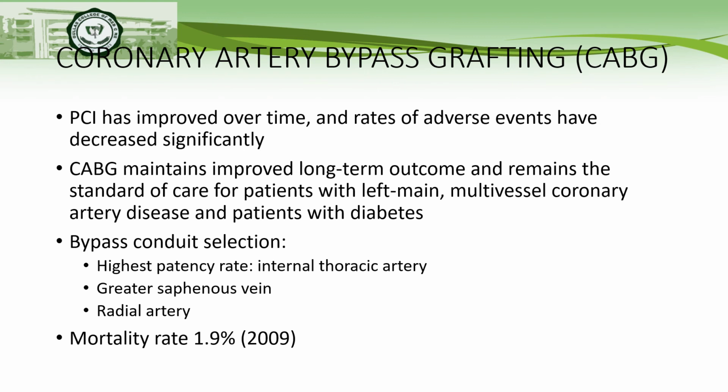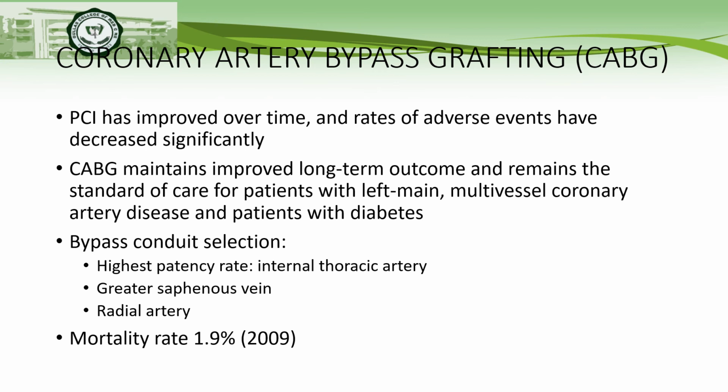So let's go to selection of the bypass conduit. The most important criterion in conduit selection is the graft patency. The conduit with the highest patency rate, 98% at 5 years, is the internal thoracic artery. The greater saphenous vein can also be used. Actually, in our setting, this is the one that is most frequently harvested. This is usually done through an open technique, but an endoscopic approach may be used as well.